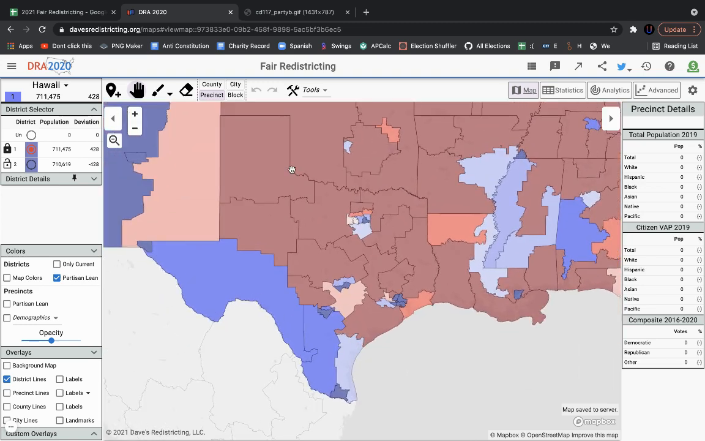It didn't actually take as long as I thought because the Texas precincts are so big that you can just draw a district in like a minute. So shout out to Texas for having big precincts, which is not good for real life, but good for redistricting on davesredistricting.org, which you should totally check out, by the way.